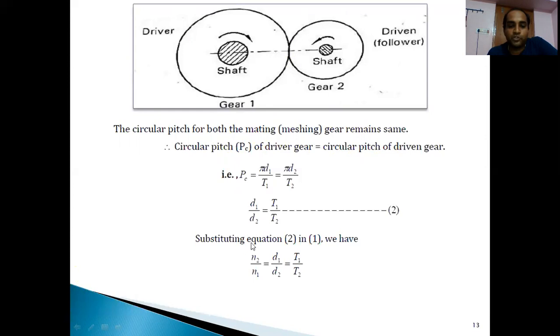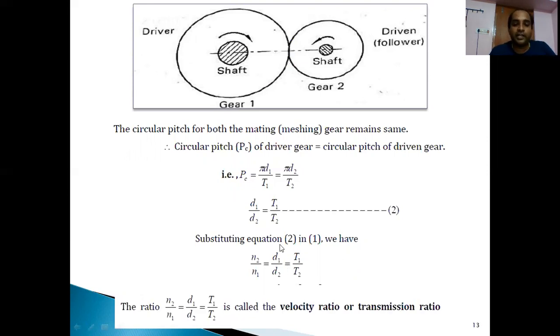That is the reason that, substituting equation 2 in equation 1, we have n2 by n1 is equal to d1 by d2 is equal to t1 by t2. For the gear drives, this entire ratio is the velocity ratio up till here. If you include this one, it becomes even the transmission ratio itself, along with the number of teeth also.